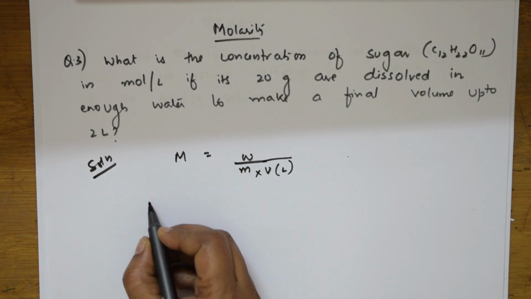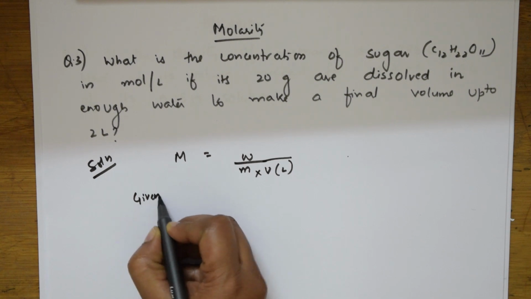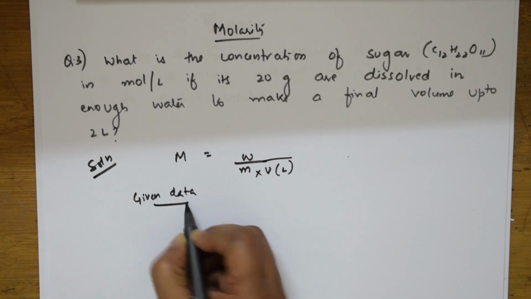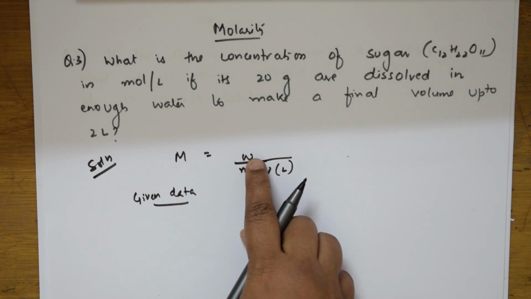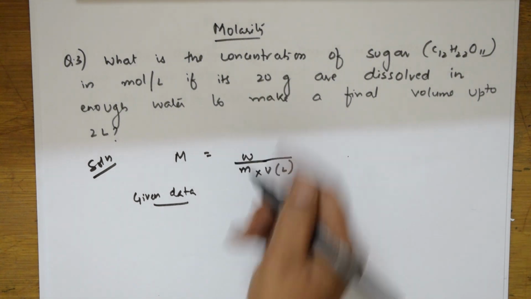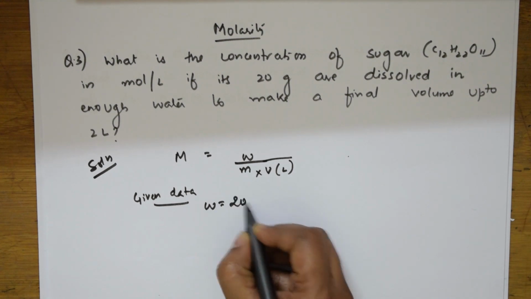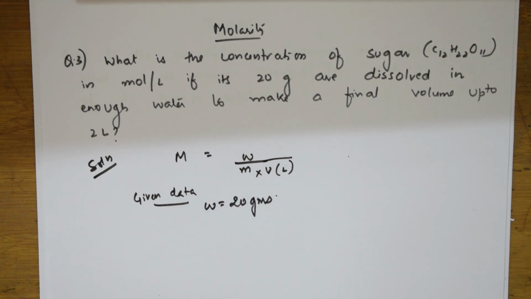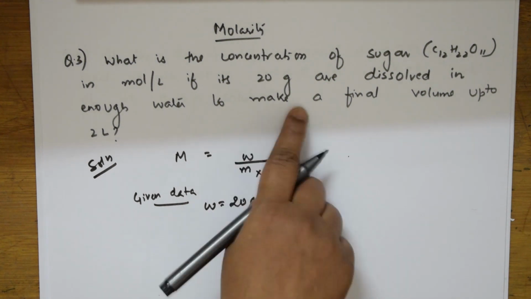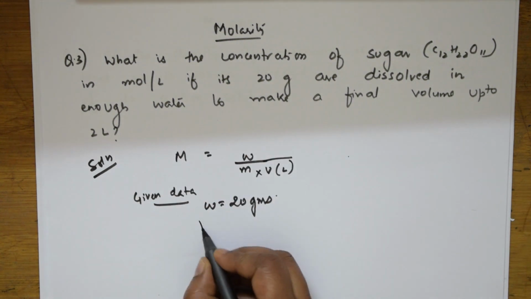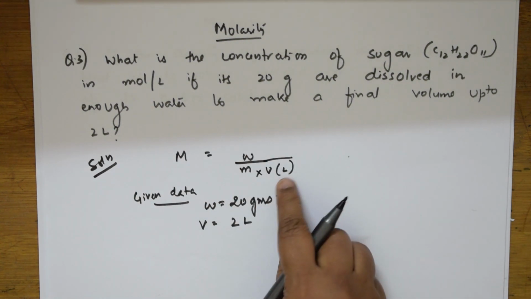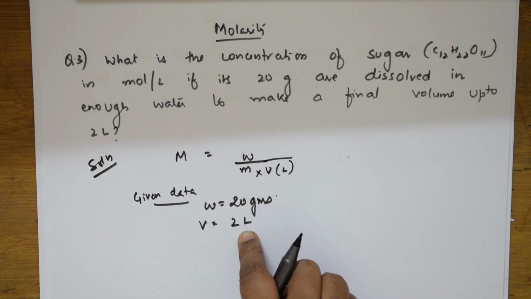Now let us write the given data and substitute in the formula. First of all, what do we require? Do we have the weight here? Yes, W is given to us: W is equal to 20 grams. Did they give us mass or volume? Volume is given to us: enough water to make the final volume 2 liters. Already this is in liters, so not a problem.